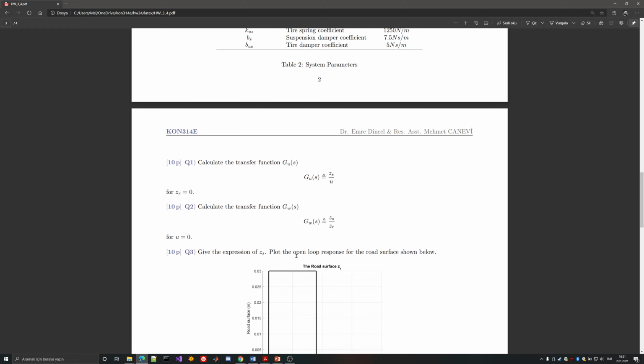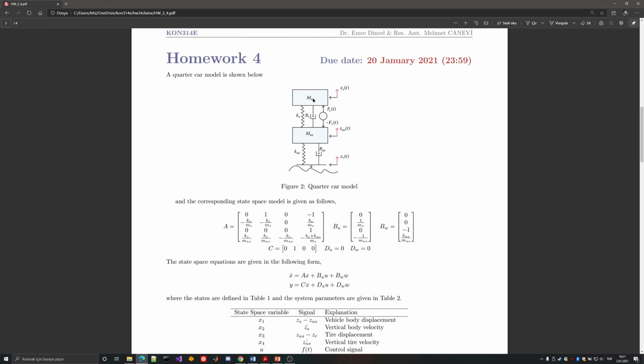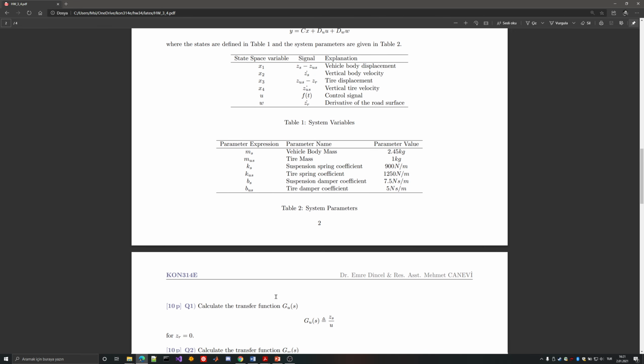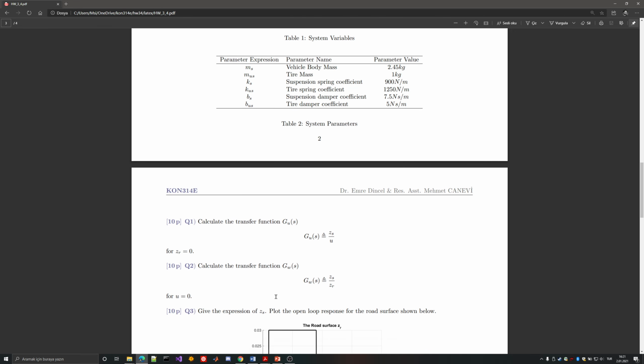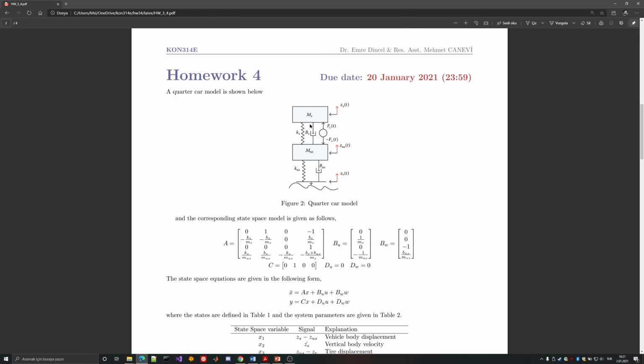And then the third question is to combine these so that you will get basically Zs, which is the movement of the top plate, which is basically the movement of the body. So this suspension here, this active suspension system here, models the dynamics of the quarter car.